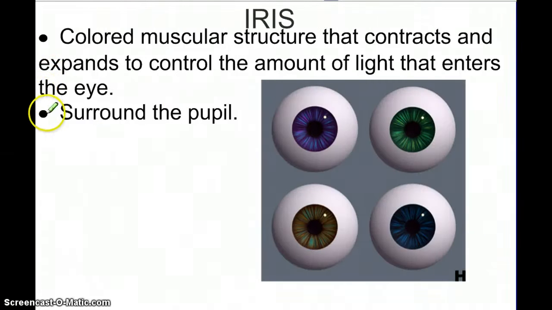The iris. This is the colored muscular structure that contracts and expands to control the amount of light that enters the eye. It surrounds the pupil. When people say, oh, you have blue eyes, or oh, you have brown eyes, or oh, you have green eyes, this is the iris that we're looking at. That's the colored part of our eye, and it changes depending on the amount of light, so that our eyes have just the right amount of light that go into them.